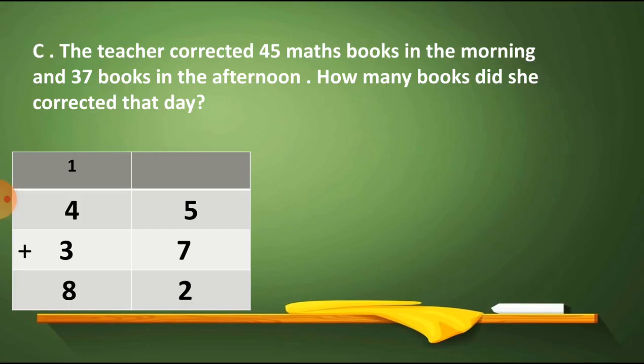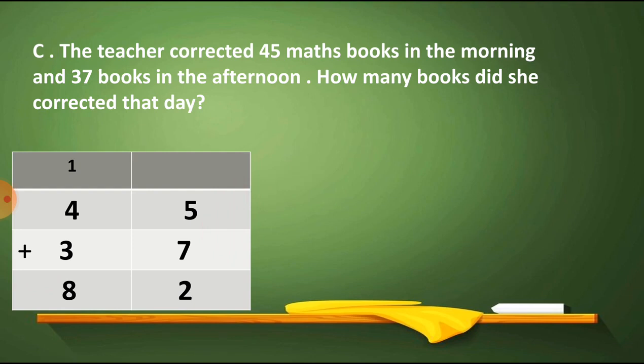So students, here is the information. We find 45 here, so I write number 45, and then 37 books she checked in the afternoon, so I write 37. We have to add these numbers to get the answer. Let's start solving with the ones column. Here the ones column is 5 plus 7. I'll show you, 5 plus 7, you can see here through this red dot.